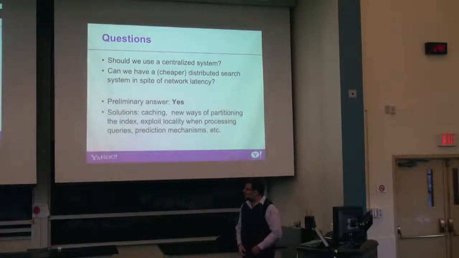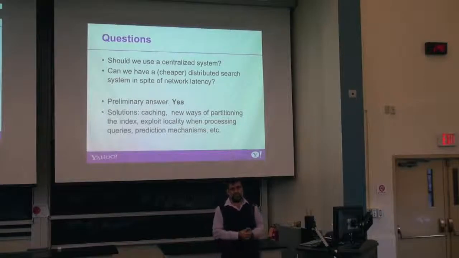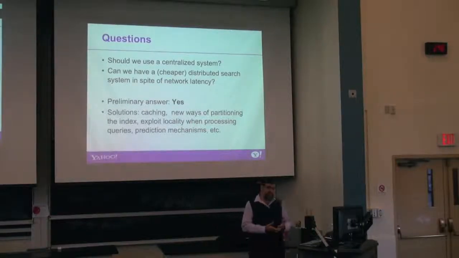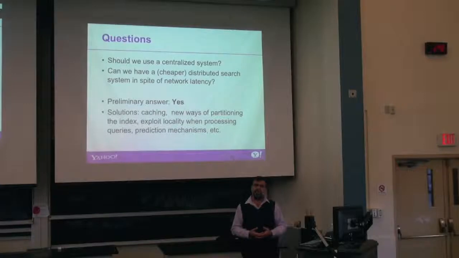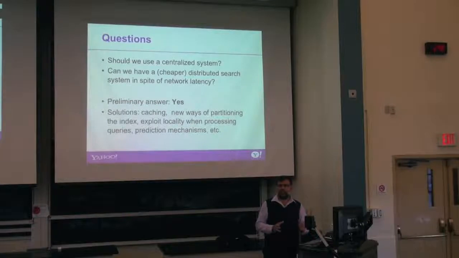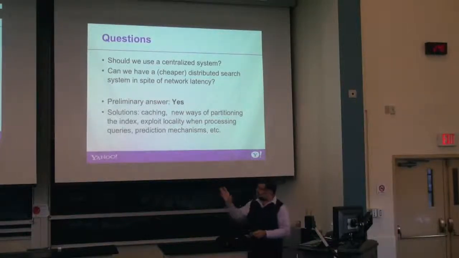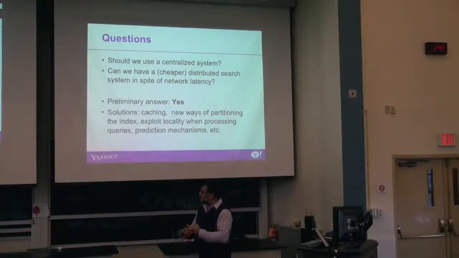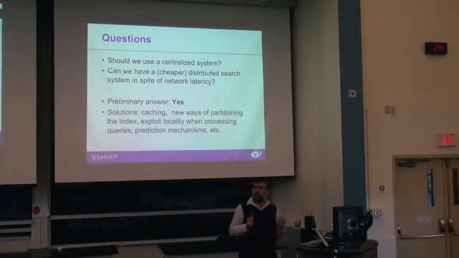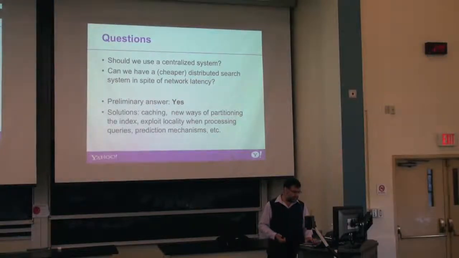And what I want to show today is that we can do it. We can do it cheaper, without sacrificing anything, with almost the same response time and the same quality. So basically, we will compare to the centralized architecture. And for that, we need a lot of things. We need caching, we need new ways of partitioning the index, we need to exploit locality. Very interesting. We need to have prediction mechanism, machine learning-based prediction mechanism, to look ahead and do things in advance to do it faster.